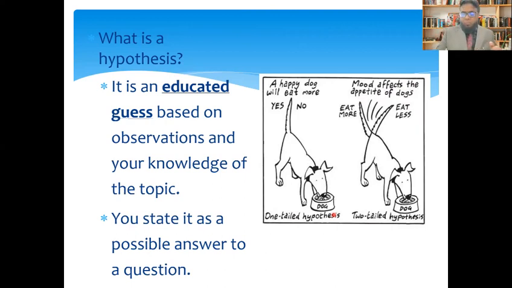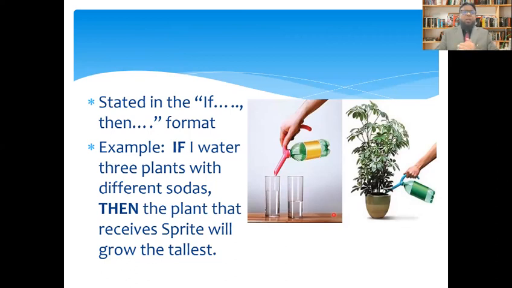Now another thing: the if and then format. If it happens so, then it will happen so. See here, the if and then format. For example, if I water three plants with different sodas, carbonated cold drinks, then the plant that receives Sprite will grow the tallest. It means if you add Sprite to the plant, it is going to grow tallest.